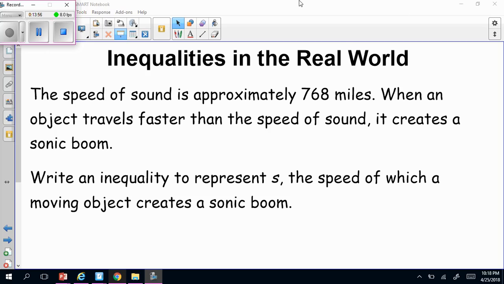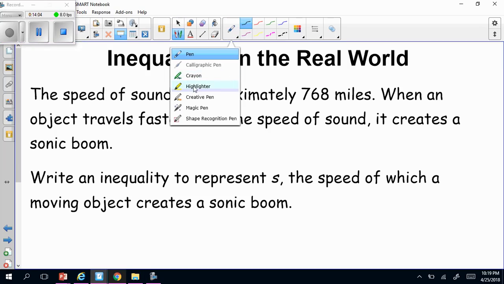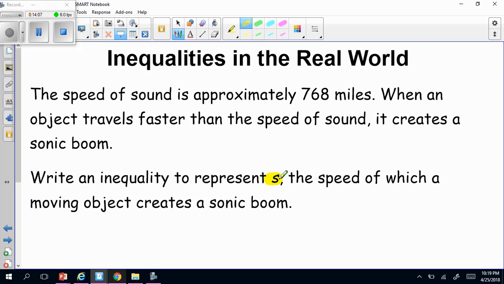So, first thing, we have to identify our variable. What are we talking about here? Here they let us know that it would be S. And S is our variable, and it represents the speed at which a moving object creates a sonic boom. Next, let's look at our number. We're talking about 768 miles. Now, we have our variable, and we have our number that goes on the other side.